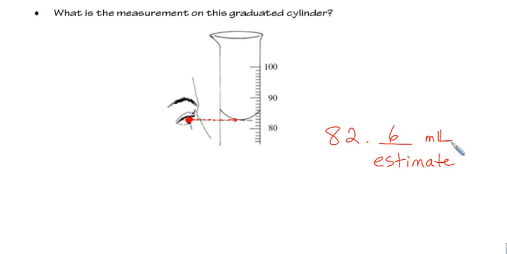So graduated cylinders, look at the markings on the tool. They are all a little bit different. Not a bad idea to be at eye level. And then take your estimate. And if you think it's on the line, you estimate 0.